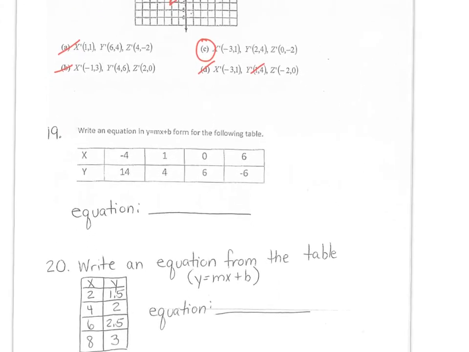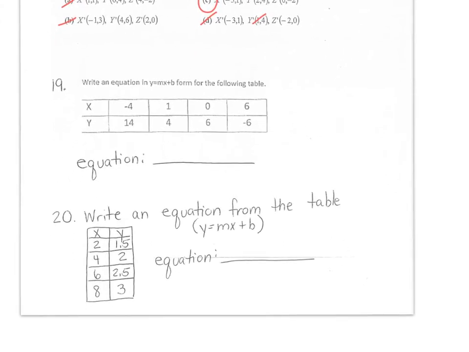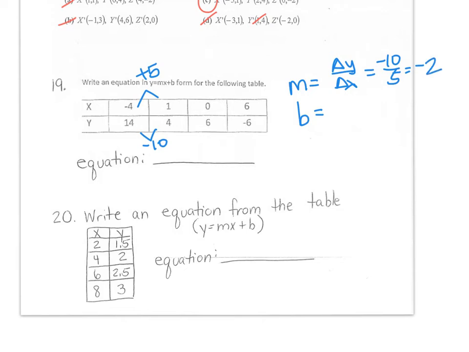Number 19 says, write an equation in y equals mx plus b for the following table. So the first thing I know I have to do is I have to go find my slope and my y-intercept. So remember, my slope is going to be change in y over change in x. So this is saying, how do I get from 14 to 4? I subtract 10. And how do I get from negative 4 to 1, I add 5. So if I put negative 10 over 5, that would simplify down to negative 2.